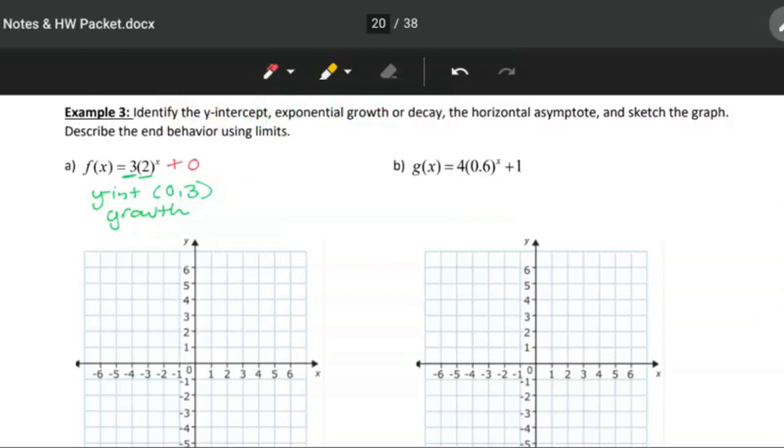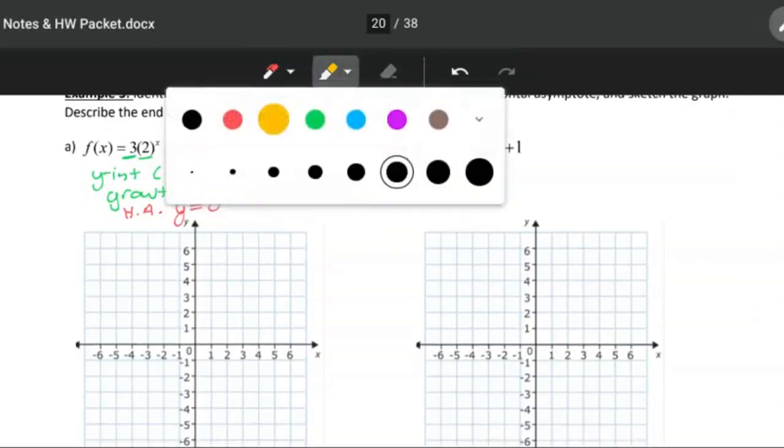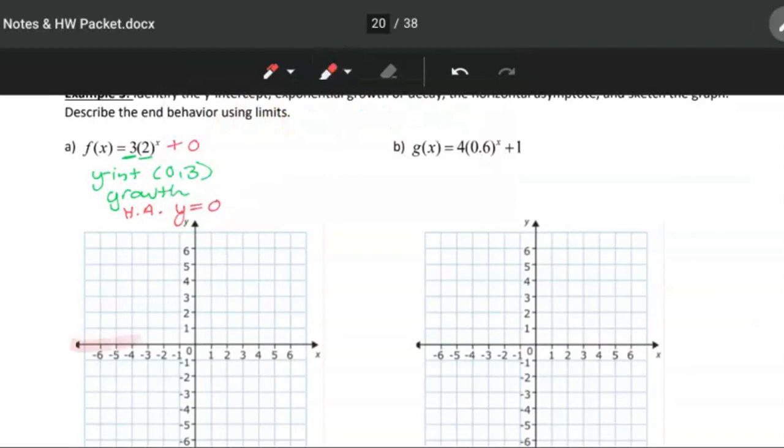That's a 0. So our horizontal asymptote is at y equals 0, and then it says to sketch the graph. So let's do the horizontal asymptote first. You should always label it y equals 0. All right, our y-intercept is at 3, and we said it's growing. All right, that would be a sketch of the graph.